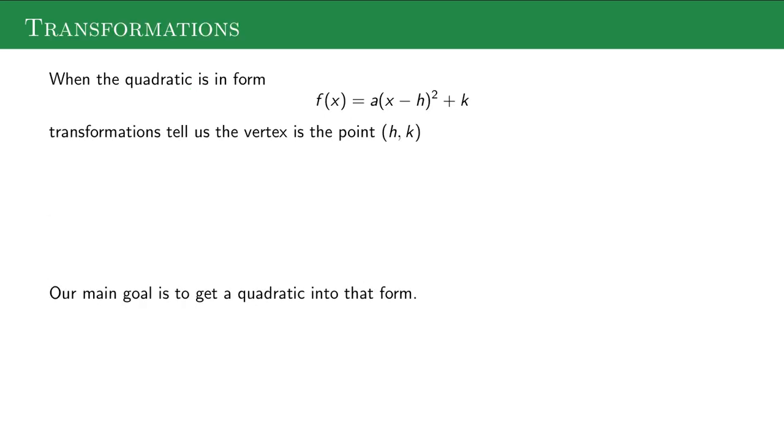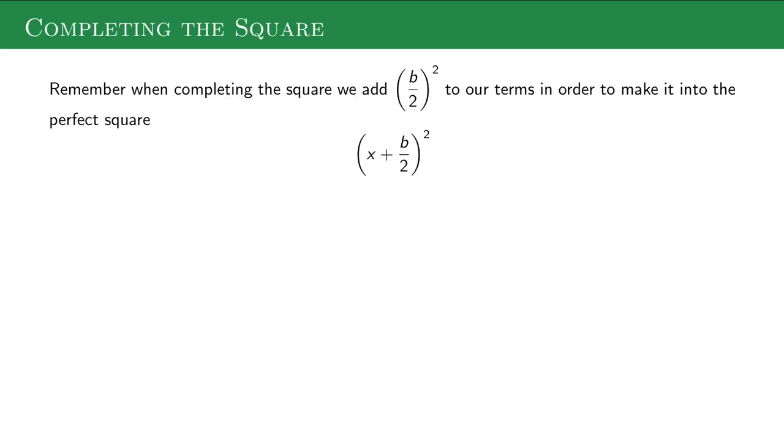All right, we're going to do it using transformations. If I have my quadratic look like this, then I know my vertex is shifted left h and up k. So that gives me the vertex of the quadratic using my information about quadratics. But we need to get it into that form first, and we're going to do that using completing the square.